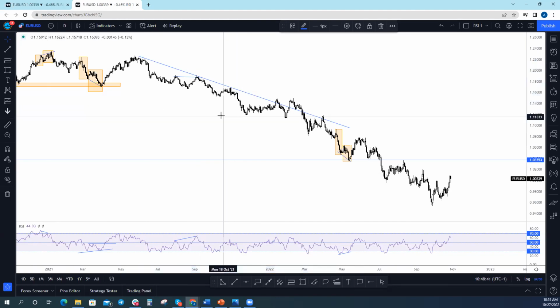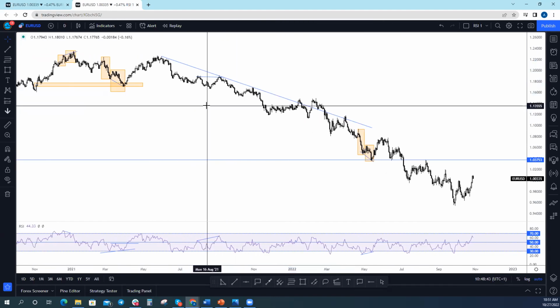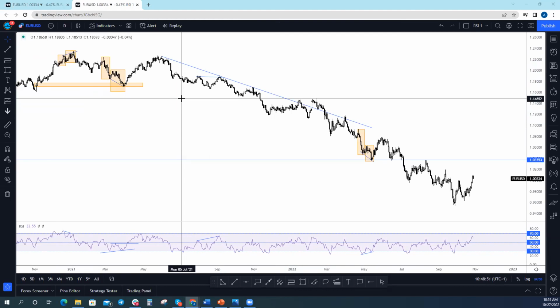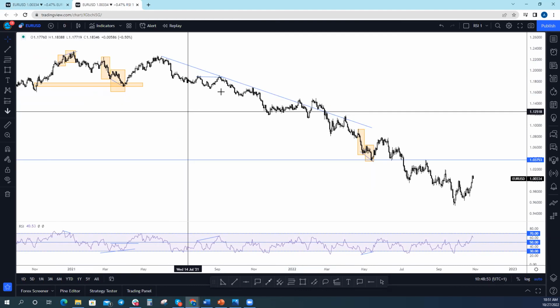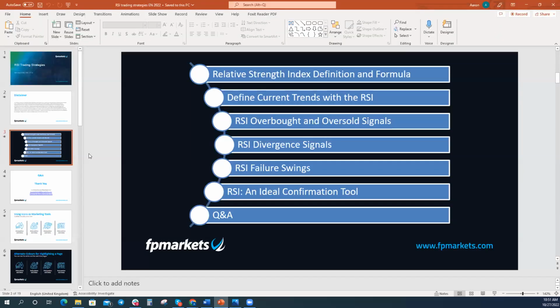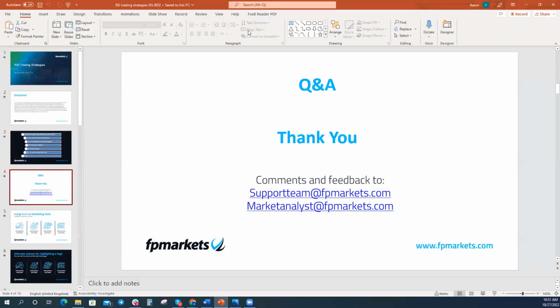Right, are there any questions on this chart here, guys, before I move back to these slides? If there are, I think there might be. Nope, there's no questions. I don't see any questions, guys, so I am going to move back to the slides just to wrap things up.